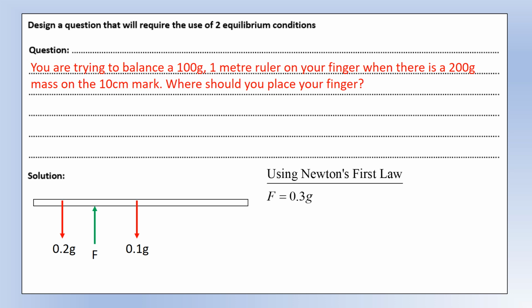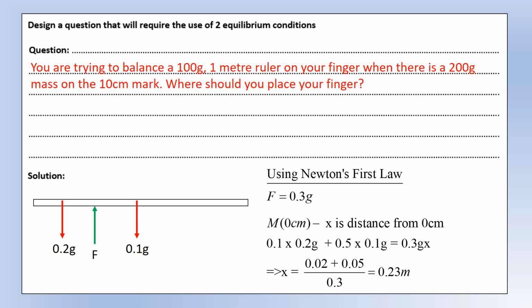So using our first condition of equilibrium, essentially using Newton's first law, we know the resultant force must be 0 if the acceleration is 0. So we know that F should be equal to 0.3 g.